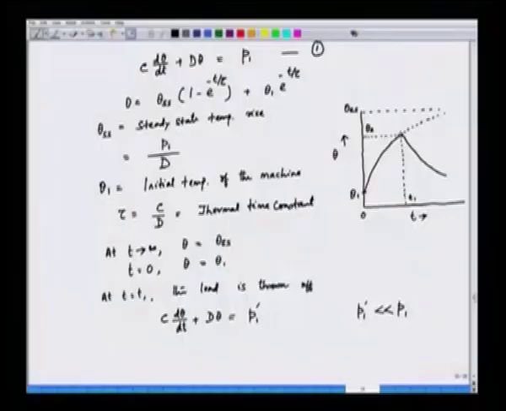So, this P1 prime is the losses when the load is removed or thrown off. When the load is thrown off, it is P1 prime, and hence we obtain a characteristic in which the temperature is decreasing here.